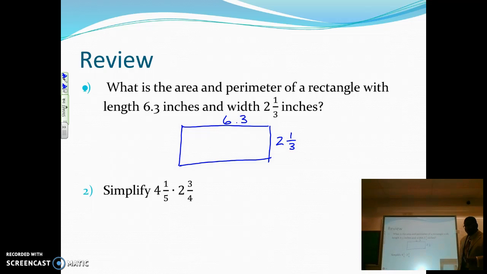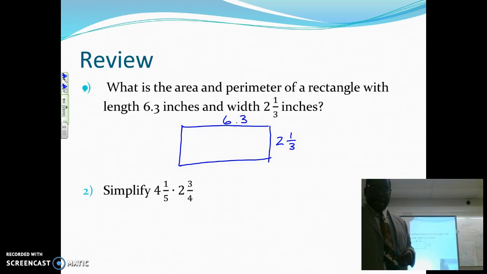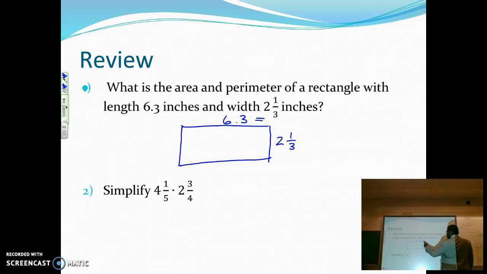One thing we may notice right now is that the length is a decimal and the width is a fraction. So we have a choice of how to change this around. Do we want to make them both fractions? Do we want to make them both decimals? I suggest fractions, because 3/10 will be a lot easier to convert than 1/3, which is going to be a repeating decimal. So looking at that, 6.3 is 6 3/10.